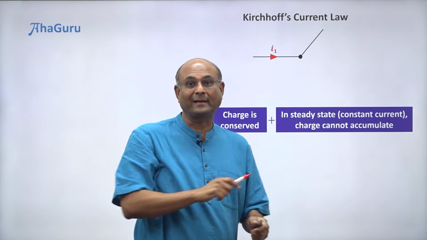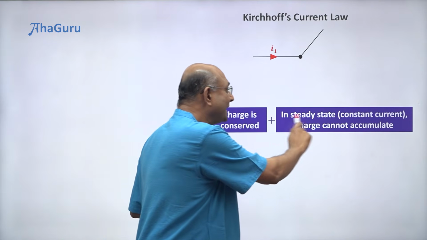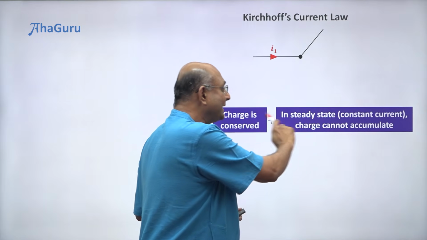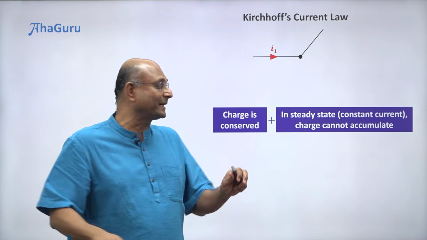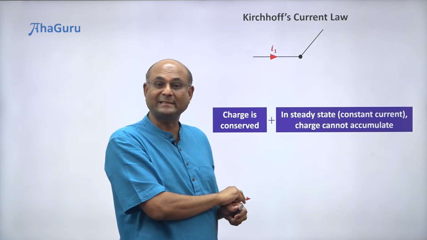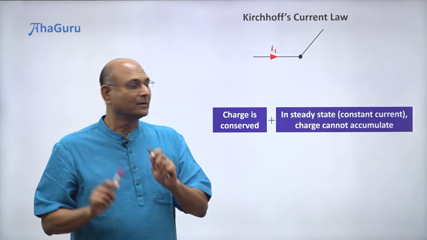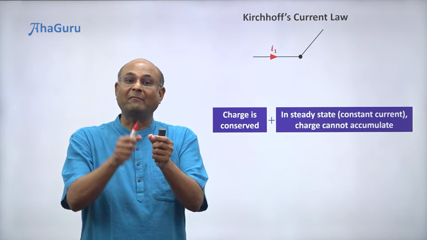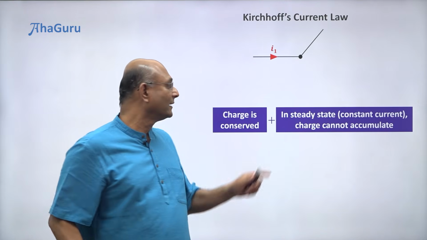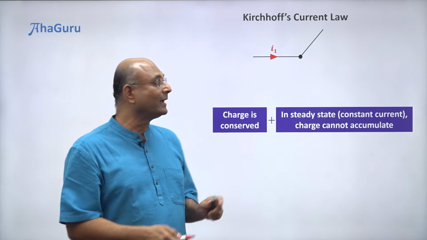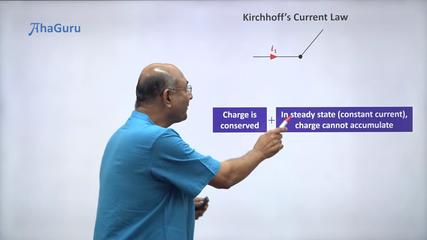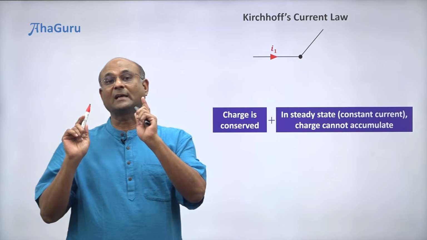And the second fact is that we are only going to deal with steady state circuits. So steady state basically means currents are constant. And a fact about steady state circuits is that charge cannot accumulate. So what does that mean? You cannot have a point where charge is growing. You cannot have charge accumulation at any point. So these two facts tell us Kirchhoff's current law.